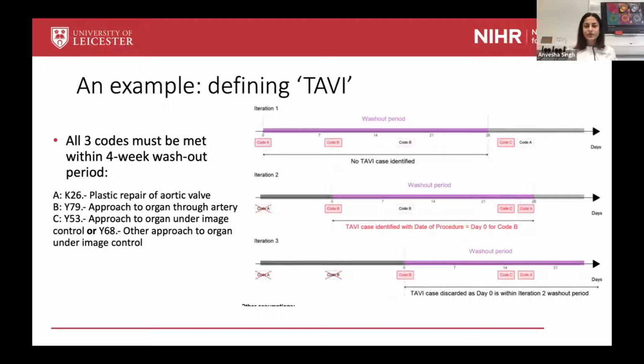This is just one example of the sort of thing that we've discussed in the meetings. So for example, defining TAVI is not straightforward because there isn't a single code for this. So what we've chosen to do is look at these three codes, for example, K26, Y79, and Y53. And as I mentioned, not all the coding happens on the same day in a uniform way in the NHS. So we've decided to use a 4-week washout period where we've said if all three of these codes are present within the 4-week period, we count that as an event. If it isn't present, we move on to the next code. So that's just one example of the ways to ensure that we try and capture as many of the procedures and the conditions as we can.